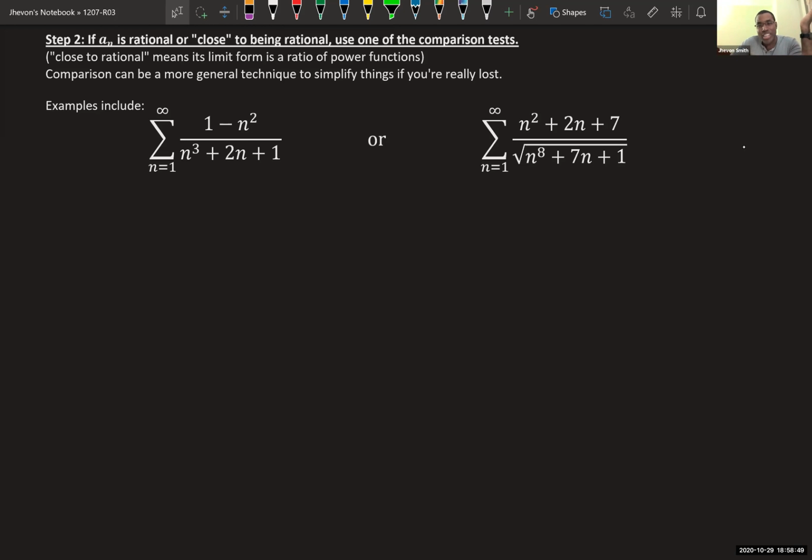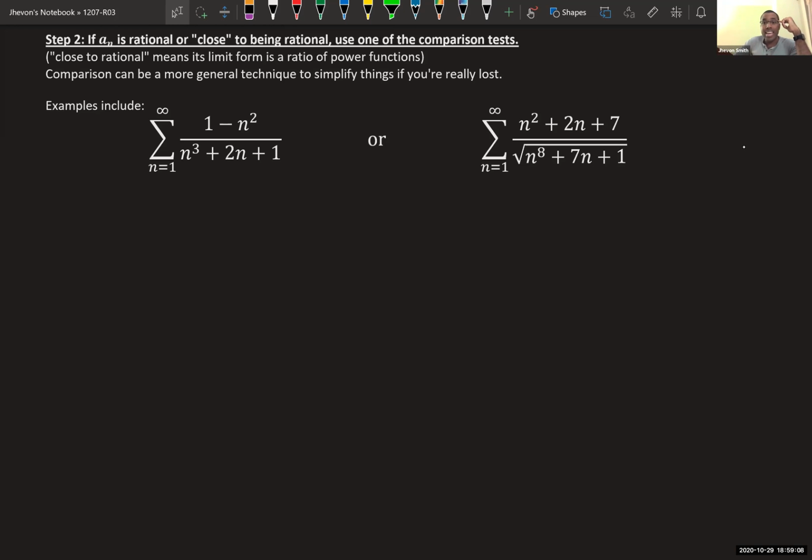Whenever you're in that situation, you probably want to compare it to something that you do know better how to deal with, right? So comparison is like a last-effort option, when this thing is too complicated for me to do literally anything with. Let me compare it to something easier and figure out what's going on with that guy. Then you want to think comparison or limit comparison.